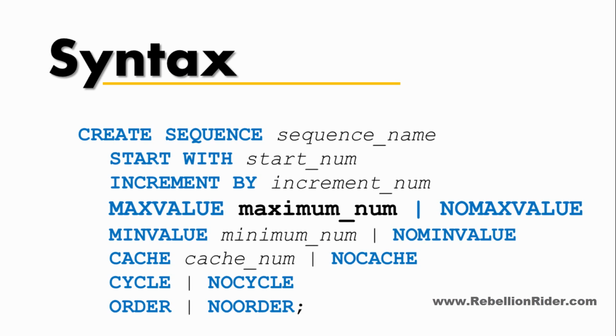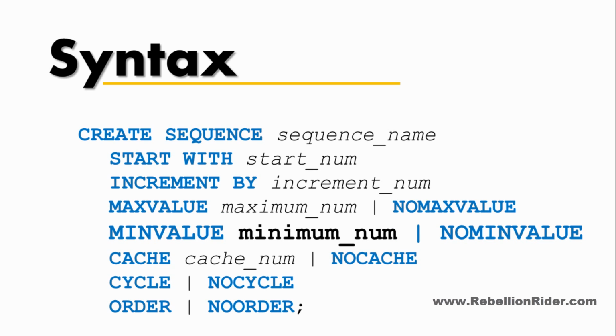Next attribute is MAXVALUE or NOMAXVALUE. Using these attributes, you can set the maximum upper bound for your sequence. Always remember, MAXVALUE must be equal to or greater than START WITH and must be greater than the MINVALUE attribute. In case you don't want to set the max value for your sequence, then you can use the NOMAXVALUE attribute. Similar to MAXVALUE, we have the MINVALUE attribute to set the lower bound of our sequence. As a value, this attribute also accepts a numeric value and should be less than or equal to START WITH as well as less than MAXVALUE. In case you don't want to set the lower bound for your sequence, then you can use the NOMINVALUE attribute instead.